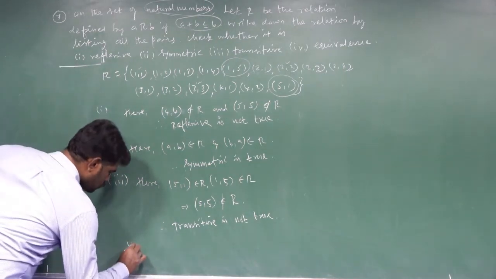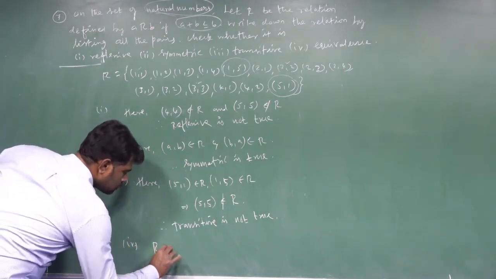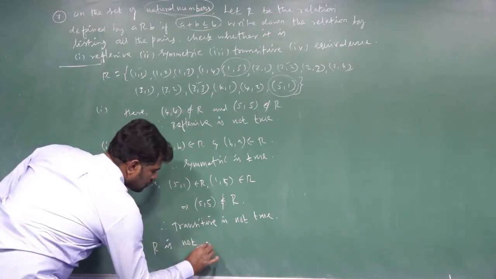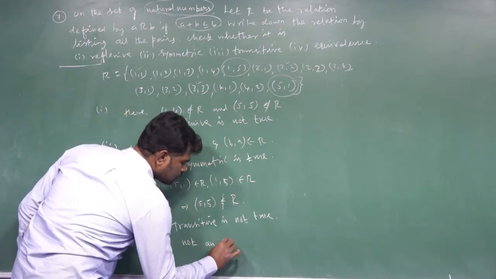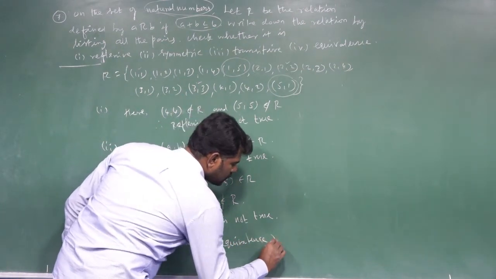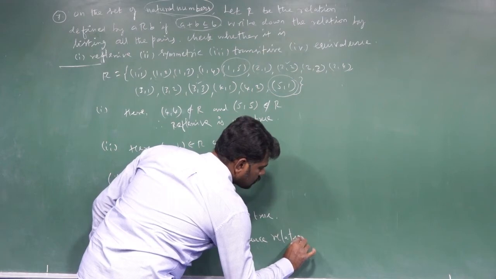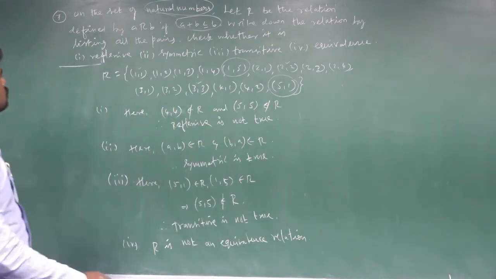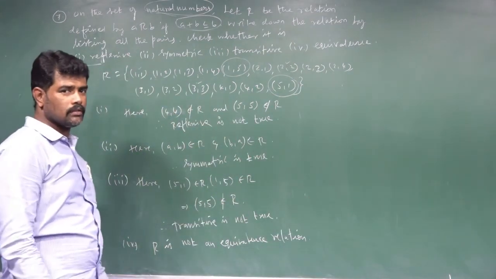So the fourth one, R is not an equivalence relation. That's all. Okay, clear?